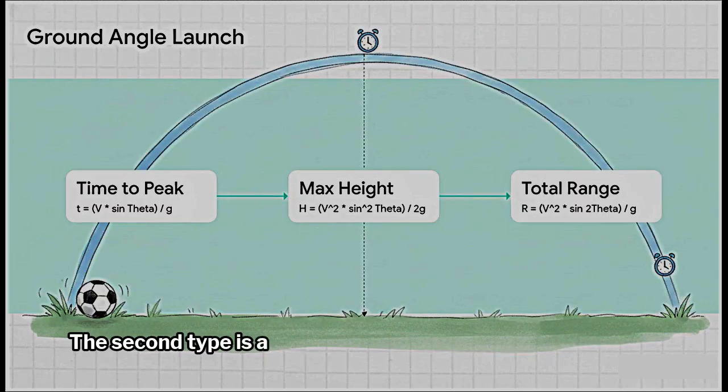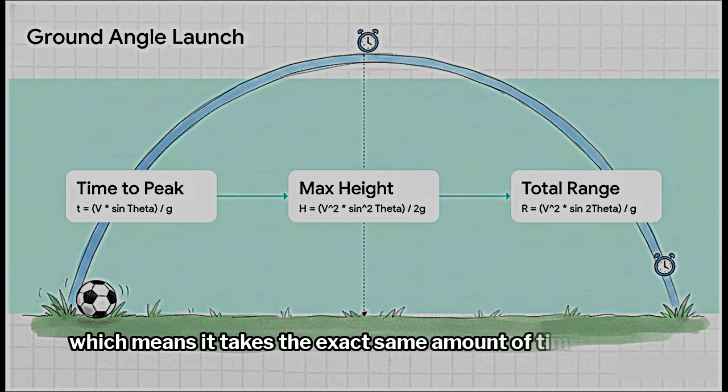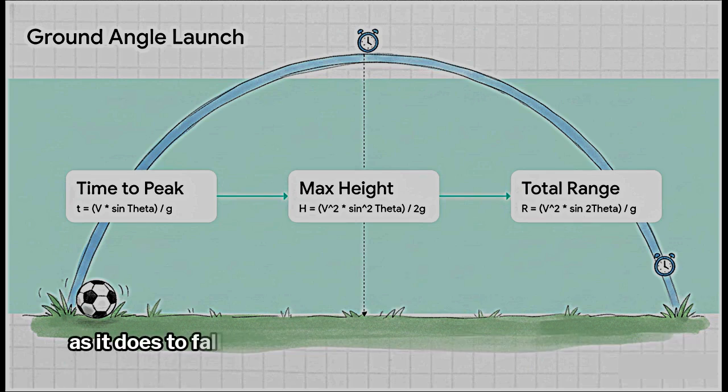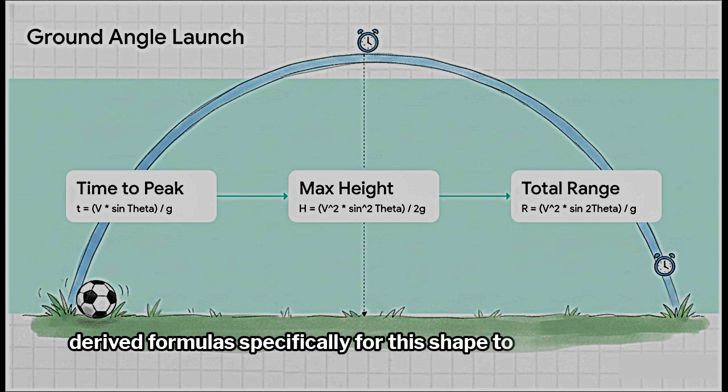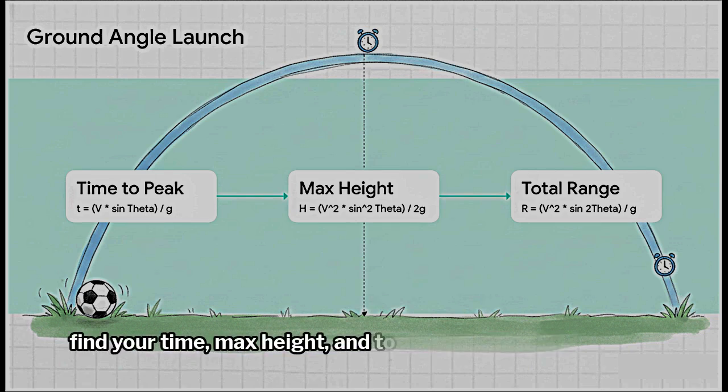The second type is a ground launch. Think of kicking a soccer ball right off the grass. What's really beautiful here is the symmetry. The parabolic trajectory is perfectly symmetrical, which means it takes the exact same amount of time to reach its peak height as it does to fall right back down to the ground. Because of that, you can use these super clean derived formulas specifically for this shape to easily find your time, max height, and total range.